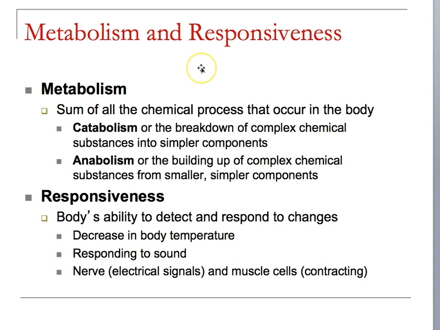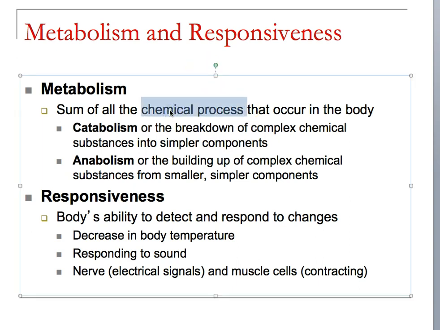So metabolism, well, it's the sum of all the chemical processes inside of your body, and for better or worse, the chemical processes can simply be broken down into catabolism, or the breakdown of complex materials into simpler components. Think about what your digestive system does. Anabolism, or the building of complex chemical substances from smaller and simpler components. Think about what the cells of your body do with the materials that come from your digestive system. The sum of these are what we call metabolism.